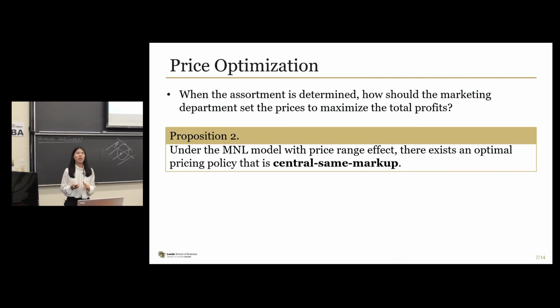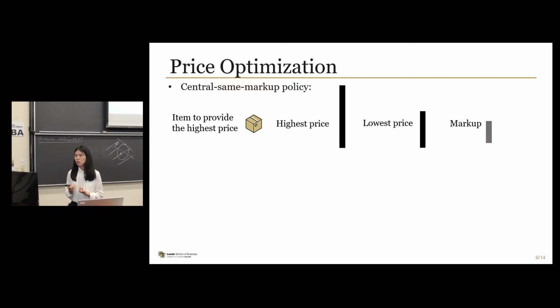Let me explain what the central theme markup pricing policy is. To find it, we need to know 4 terms. The first is the item that provides the highest price, and we also need to know the values of the highest price and the lowest price, and the value of a markup. Let me explain, if we know these 4 terms, how can we find the prices for all products?